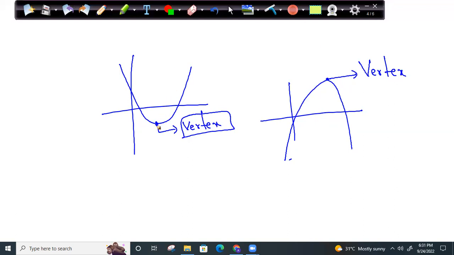So this is called the minimum value. Why? Suppose I take this point, let it be 5 comma minus 10. What is the meaning of 5 comma minus 10? When x is equal to 5, y is minus 10. The graph is not going below minus 10, so minus 10 is the minimum value. That is what I meant to say. So if the parabola opens upwards, you'll have a minimum value.